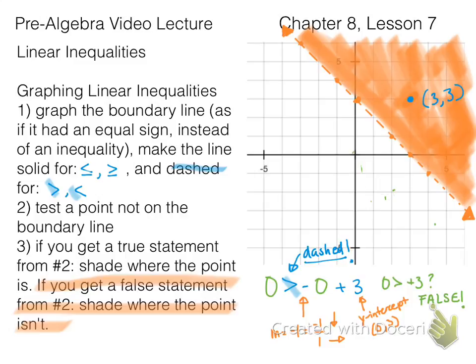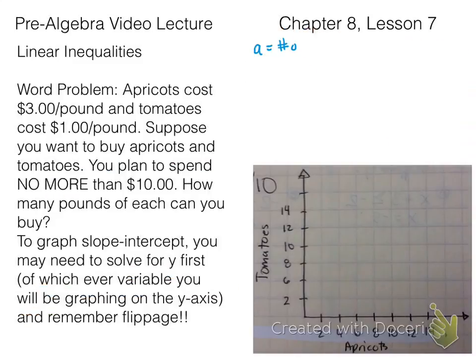All right, so anything in this orange area is a possible solution. (3, 3) is going to work, hopefully. So if I replace x with 3 and y with 3, I'm going to get x is greater than 0, which is true. So that is, again, just one little point that's in the shaded region that does work as a solution. Okay, word problem time.